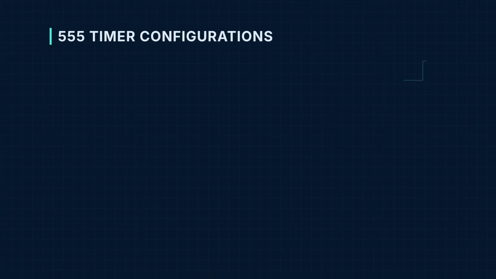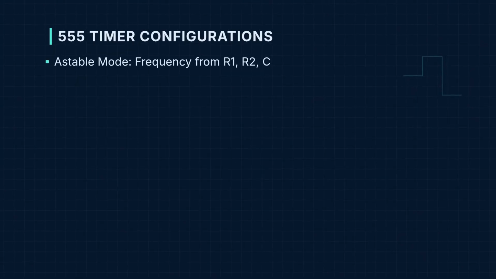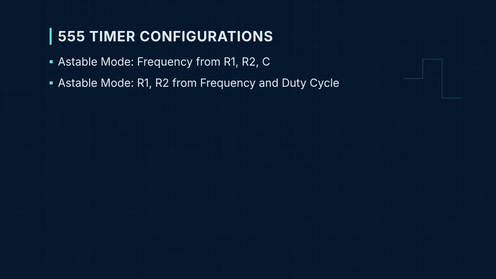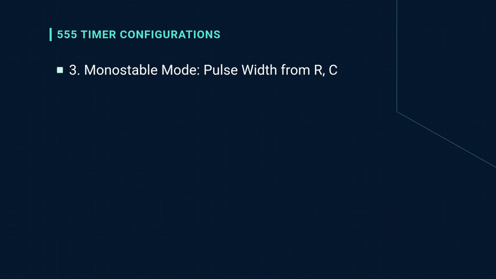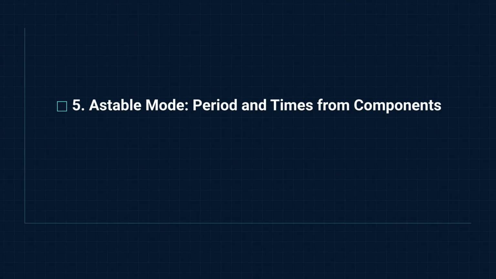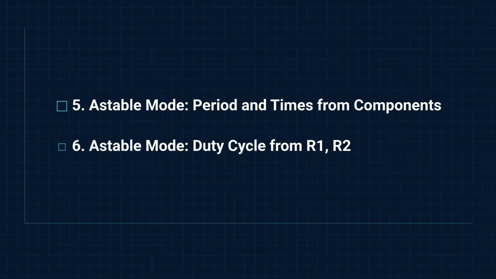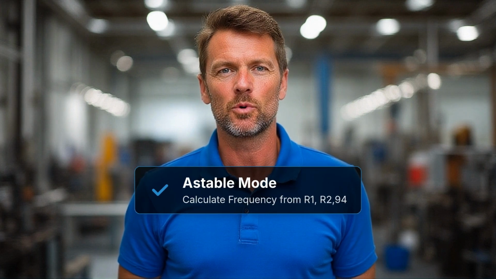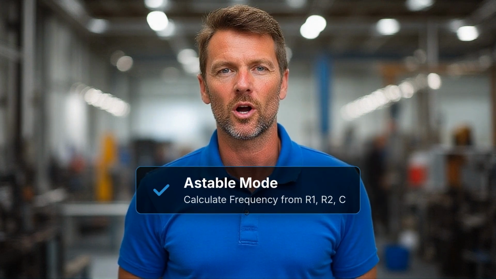Astable Mode Calculate Frequency from R1 R2 C, Astable Mode Calculate R1 R2 from Frequency and Duty Cycle, Monostable Mode Calculate Pulse Width from RC, Monostable Mode Calculate RC from Pulse Width, Astable Mode Calculate Period and Times from Components, and Astable Mode Calculate Duty Cycle from R1 R2. For this demonstration, I'm using Astable Mode Calculate Frequency from R1 R2 C.